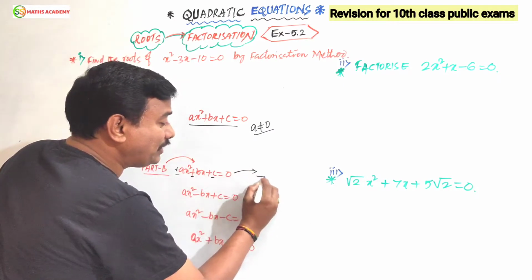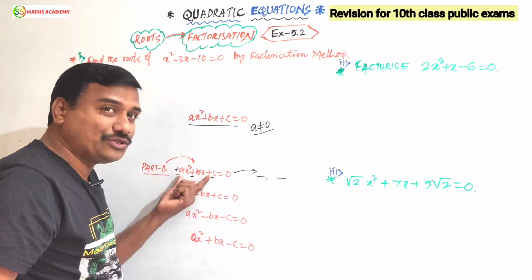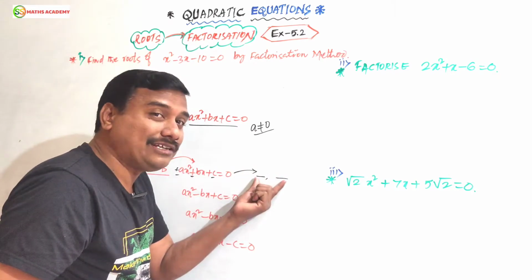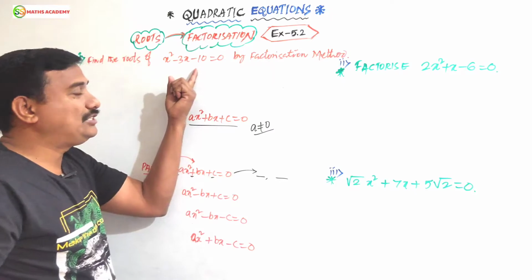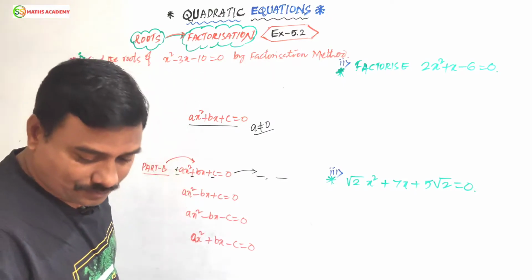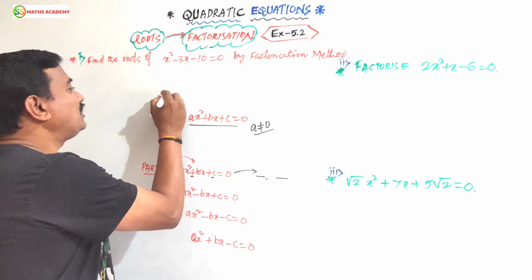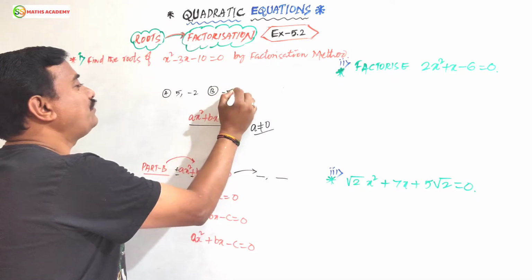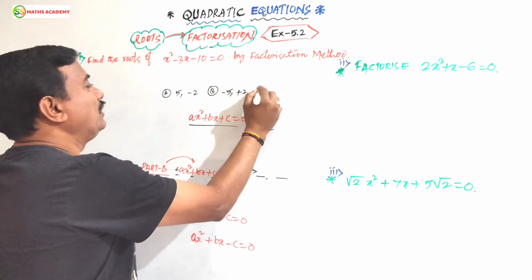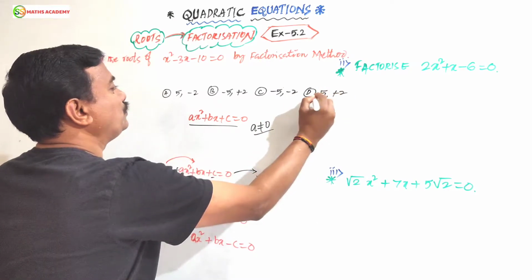Definitely the roots must be negative mode only. When all the signs are positive, we get an option where the roots must have negative sign. Suppose this question has an answer like this: 5 comma minus 2, minus 5 comma plus 2, minus 5 minus 2, plus 5 plus 2.